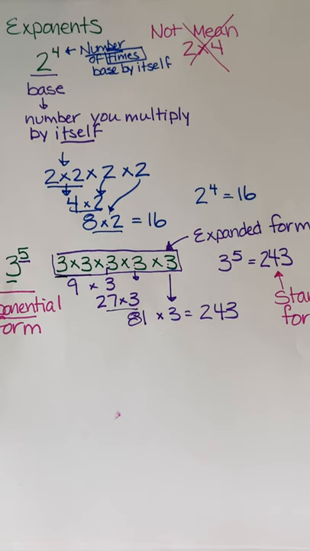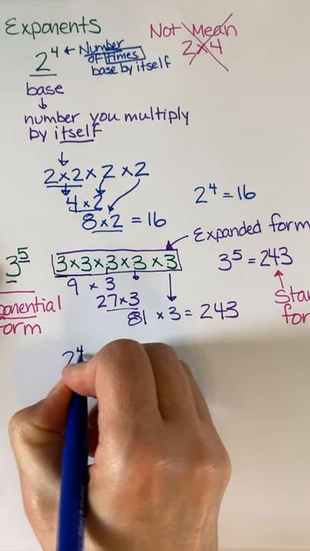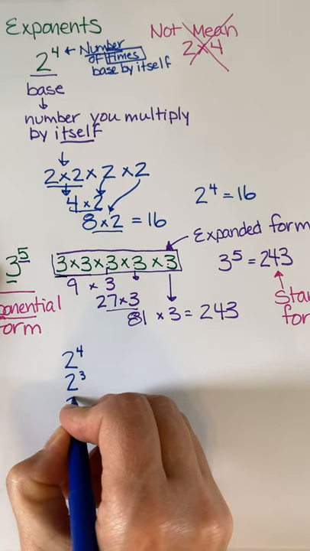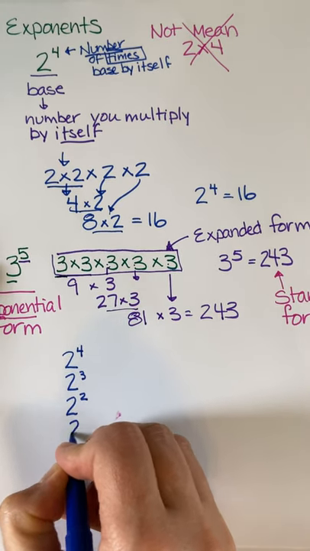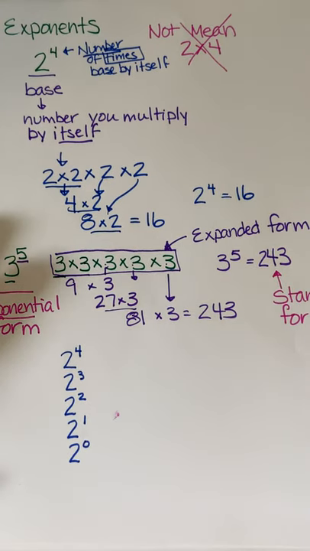All right. Now, what I want to go through is something like to the first power or to the zero power, and I want to show you why it's what it is, okay? So let's say I stick with twos. I'm going to stick with twos because those are pretty easy to do, okay? So let's say I have 2 to the 4th power. We know what that is. We just did it. 2 to the 3rd power, 2 to the 2nd power, 2 to the 1st power, and 2 to the 0 power. So those are the ones we're going to do right now.